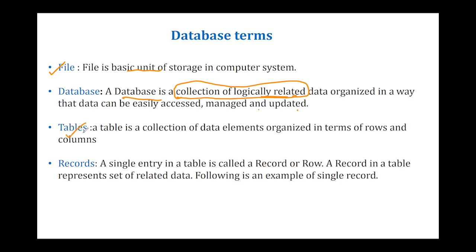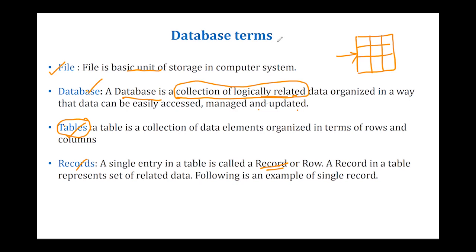So what is a table? Now, a table is something which we use in a database. A table is a collection of data elements organized in terms of rows and columns. We are going to see them more. Usually in a database, especially in a relational database, data is collected, ordered and written in the form of tables. What comes next is the term record. So what is a record? A single entry in a table is called a record. Suppose I have a table like this, see, this single entry is called a record or a row. A record in a table represents a set of related data.